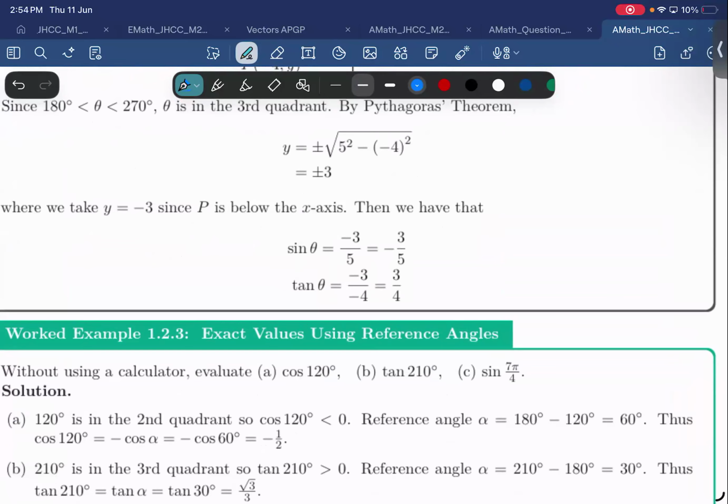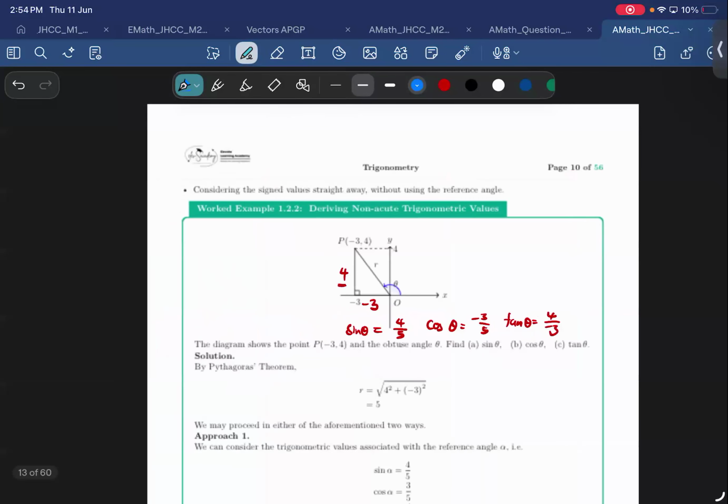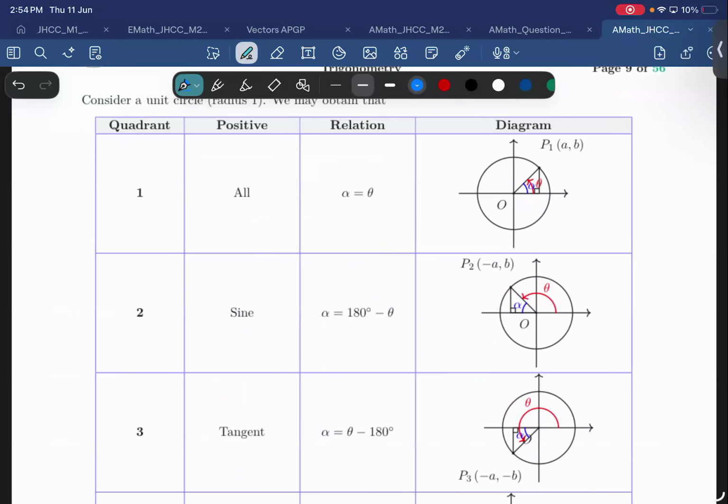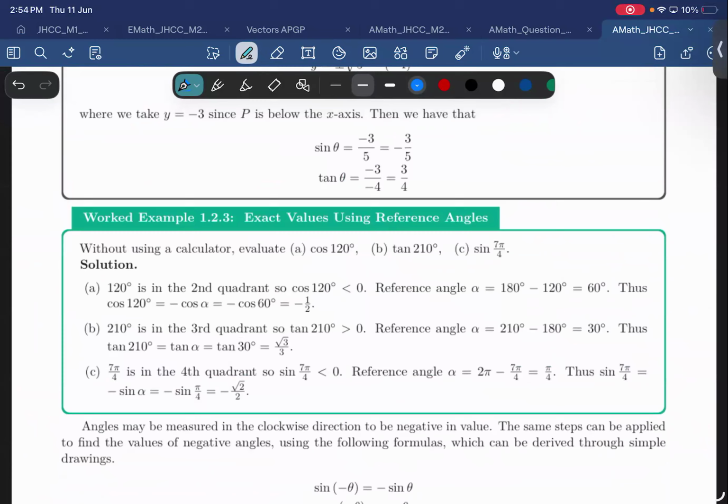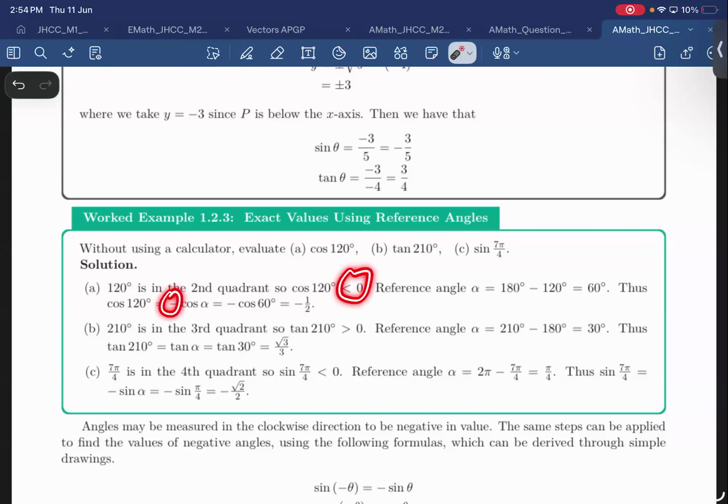120 degrees is in the second quadrant, since it's more than 90 and less than 180. In the second quadrant, ASTC, cosine is negative. Then from the previous table, the reference angle is 180 degrees minus theta, where theta is 120, so the reference angle is 60 degrees. So cosine of 120 degrees is less than 0, so there will be a negative sign: minus cosine alpha, and alpha is 60 degrees, so minus cosine 60 degrees, which is minus half.